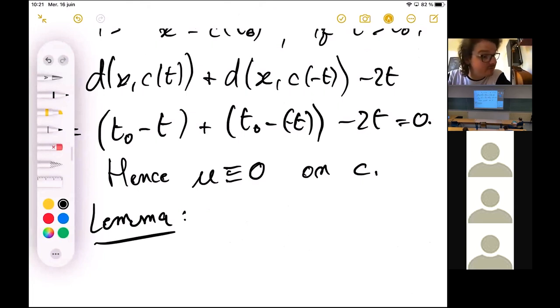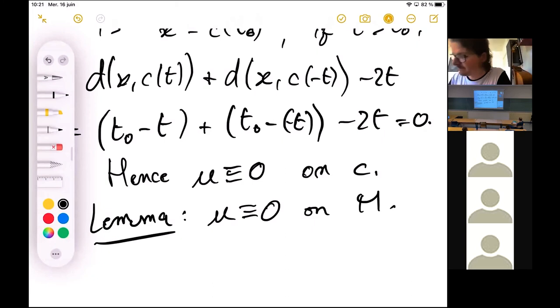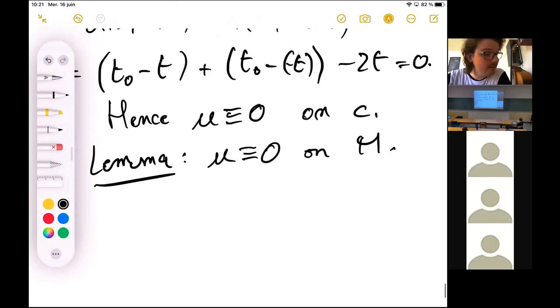Now let's prove a lemma from this. So far we haven't used the non-negative Ricci curvature. Okay. So the lemma is that u is identically 0 on M. Okay, so how do you prove that?